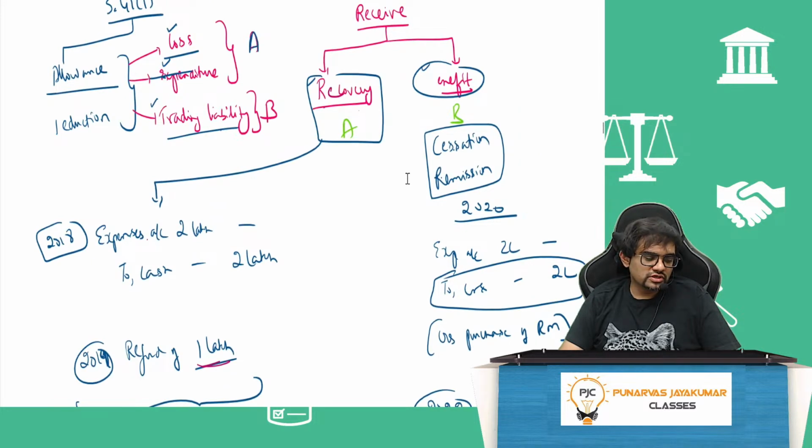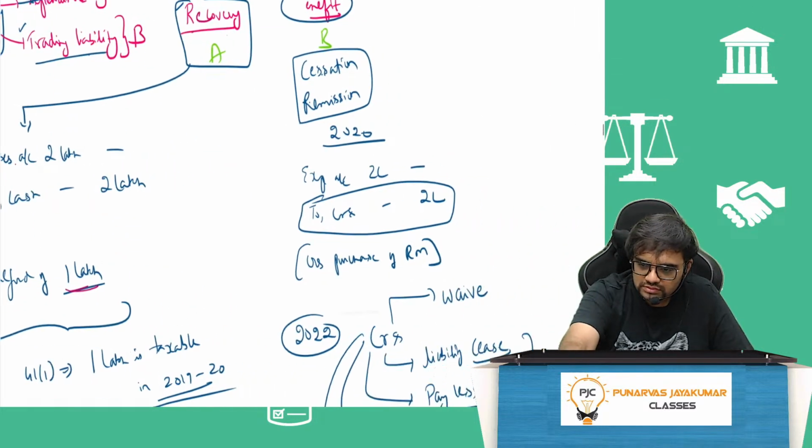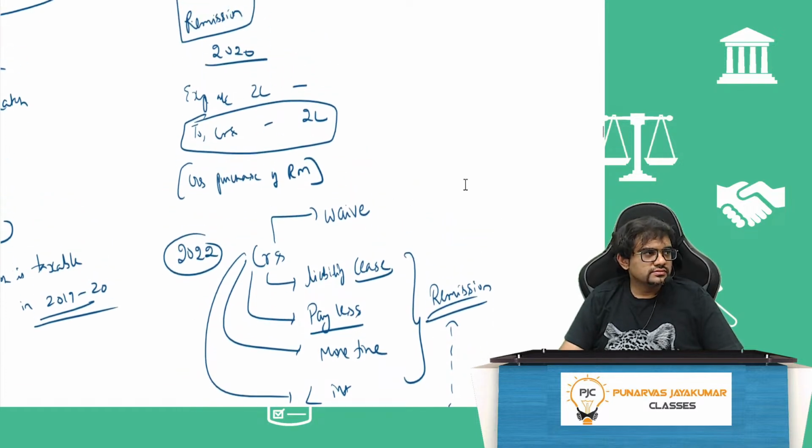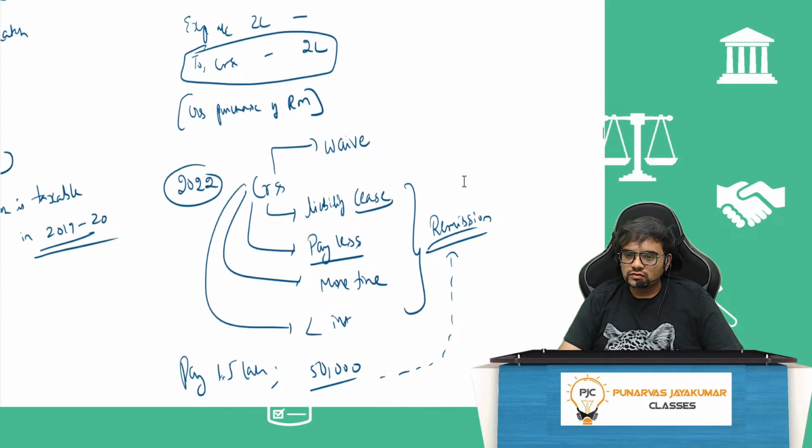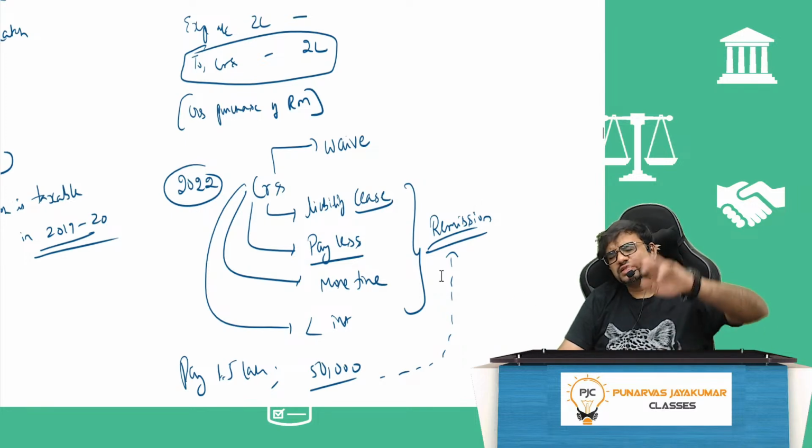Next, cessation or remission of a trading liability. In 2020, I made an entry, expense account 2 lakh to creditors 2 lakh. Creditors for purchase of raw material. In 2022, 2 years later, that creditor can either waive off that entire 2 lakh. He will tell, don't pay. Or he will say I will reduce the liability. Instead of 2 lakh, just pay 1 lakh. Or he may give you more time, or he may reduce the interest, whatever the case may be. He may say in the end, pay me just 1.5 lakh, account closed.